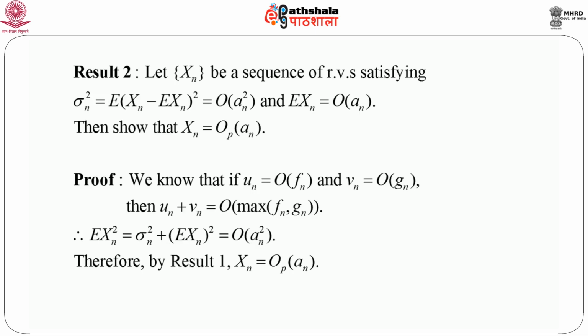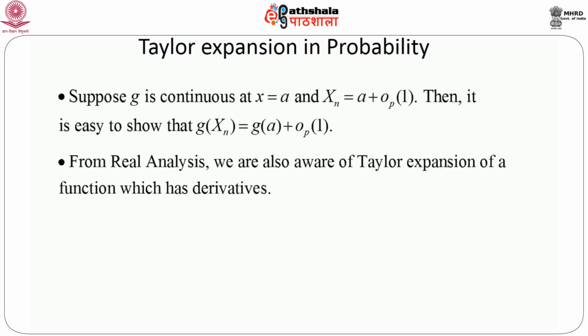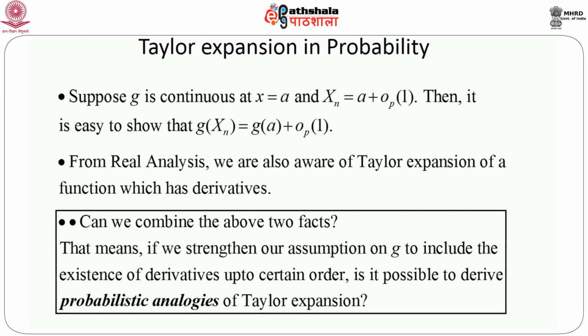So now we have some idea about how to do this kind of proofs when some results involve order in probability, or some of the results using order in probability, we can easily prove them. Now we will move on to a very important result that is called Taylor expansion in probability. We all know the Taylor series expansion in case of a real variable, but here we will see whether we can develop a Taylor expansion in probability.